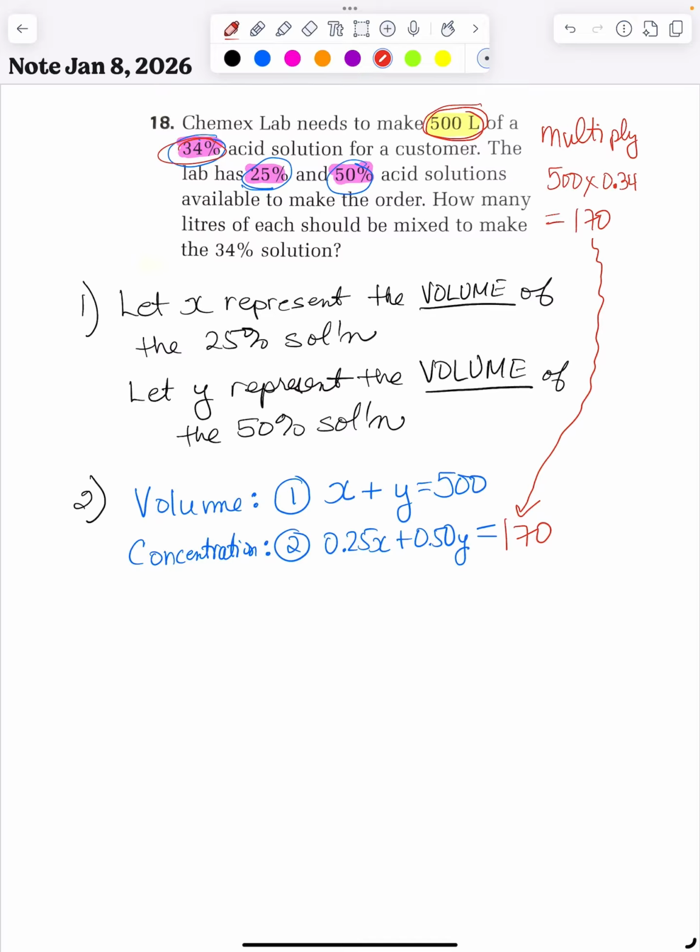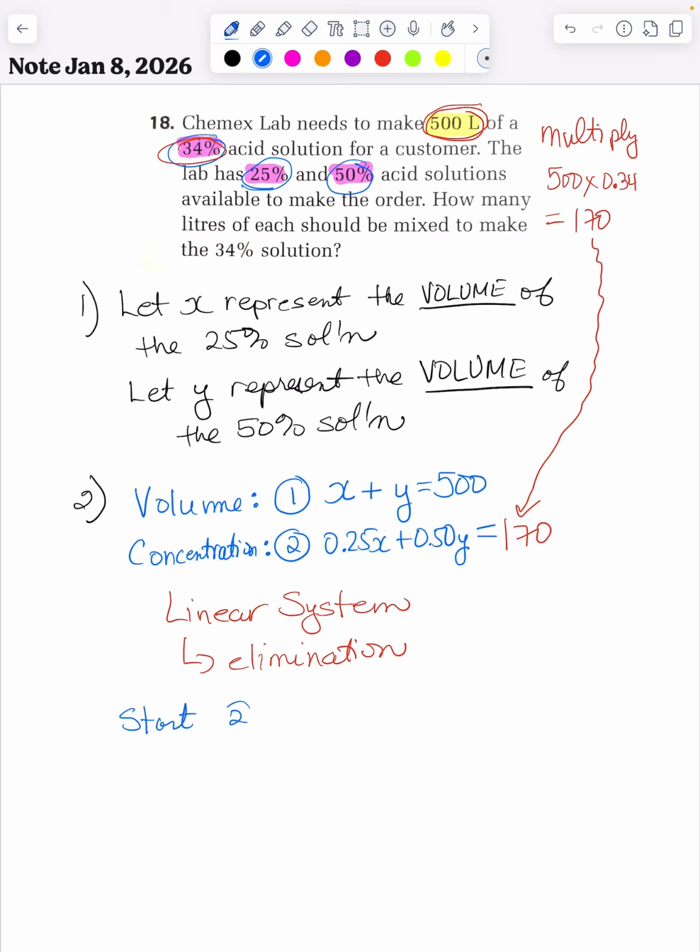So now we have our linear system, 2 equations with 2 unknowns. You could use substitution, but my personal choice for this is to use elimination. I'm going to start with equation number 2, and I'm going to multiply equation number 2 by 100. That gives me 25x plus 50y is equal to 17,000.